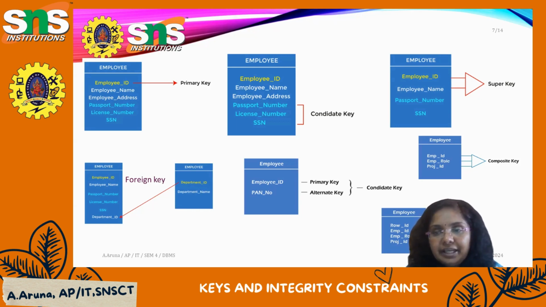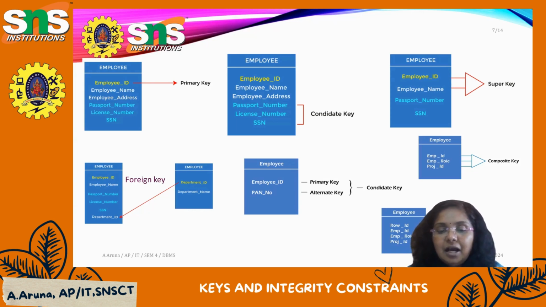The next one is a foreign key. A foreign key is when one table's primary key acts as a foreign key of the other table. Here, for example, I have two tables. One contains department ID and name. The other contains the employee details: ID, name, passport number, license number, SSN. Here, which department does this particular employee belong to? Because it is already defined in the department table, here I'm going to use it as a foreign key. This could be the primary key in the other table, but here it acts as a foreign key. So this is a relationship established between the two tables or two relations.